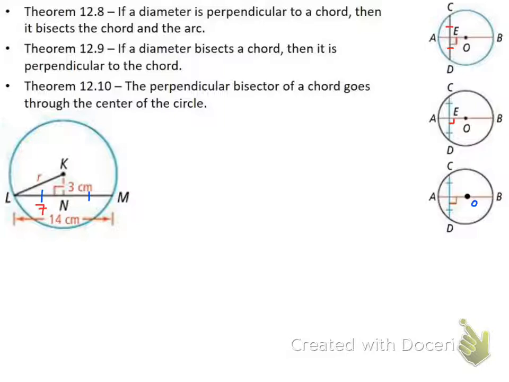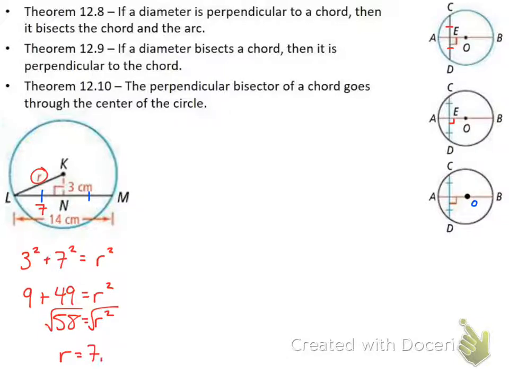So to figure out what my radius is, I can go 3 squared plus 7 squared is equal to r squared. Again, r is my hypotenuse because it is across from the right angle. And so I get 9 plus 49 is equal to r squared. So that gives me 58 is equal to r squared. Take the square root of both sides. Should give me 7 point something, 7.6. Let's just round to the nearest tenth, 7.6.